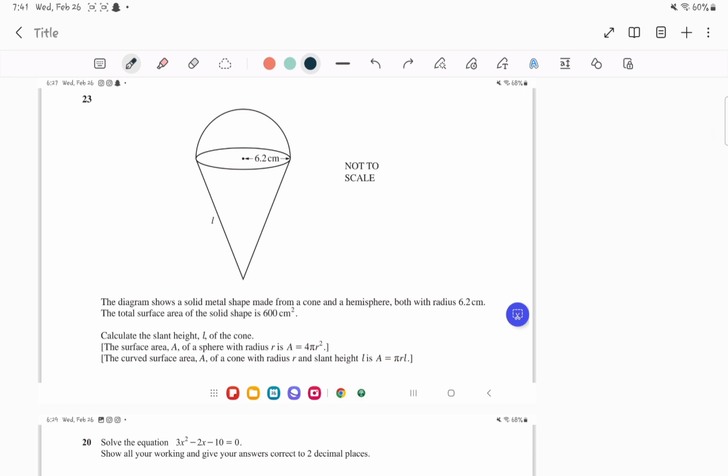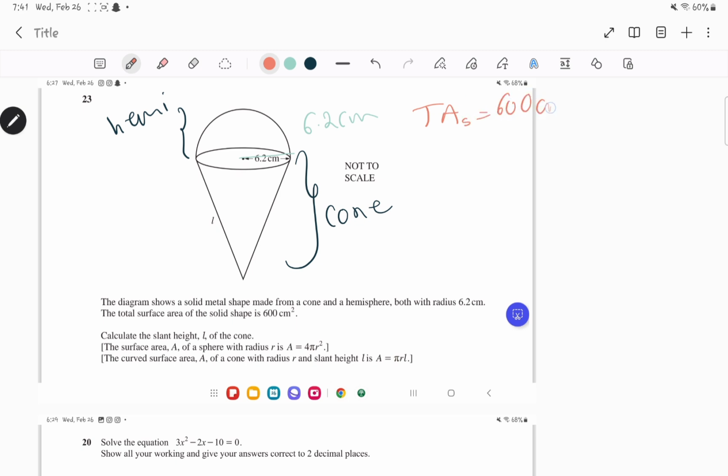The diagram shows a solid metal shape made from a cone, this is our cone over here, and our hemisphere. I'm just going to call it hemi, as in hemisphere. Both of them have a radius of 6.2 centimeters. They said the total surface area is equal to 600 centimeters squared. They need us to find the slant height L of the cone, and they gave us two hints. First, the surface area of any sphere is 4 pi r squared, and the curved surface area of any cone is pi r times the slant height.